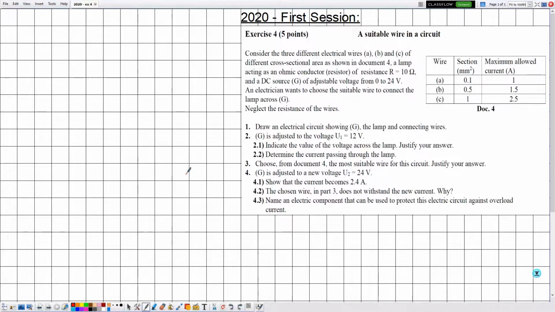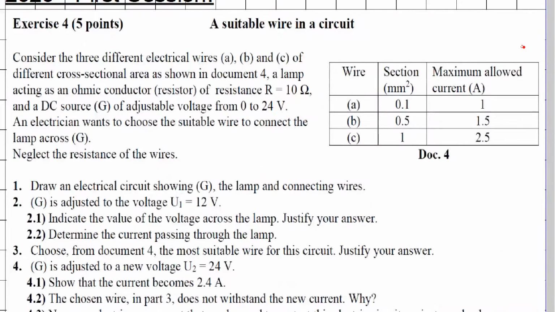Okay, hello everyone. In a new video, we are going to solve an exercise related to electricity in the chapters of DC voltage, resistors, and the voltage of the mains. This exercise was from the brevet exams in 2020, first session, exercise number 4. The title of this exercise is "Suitable wire in a circuit."